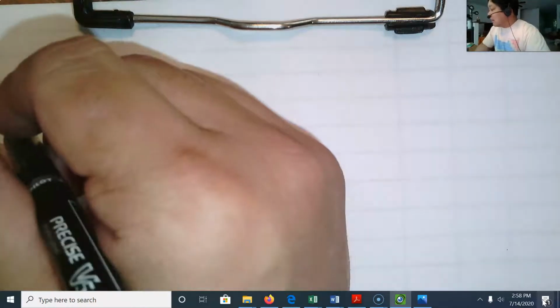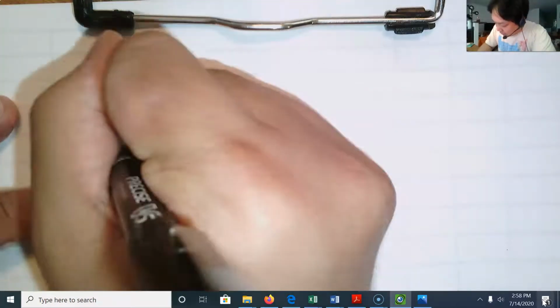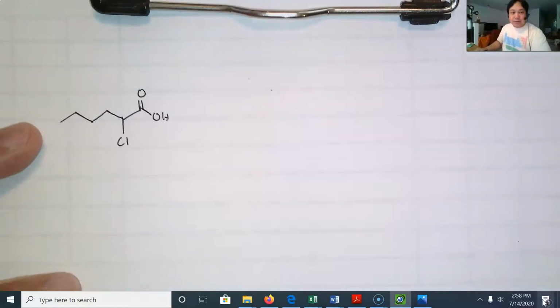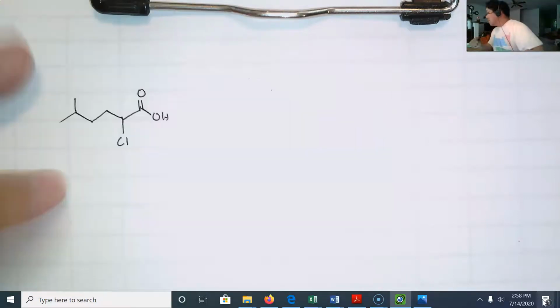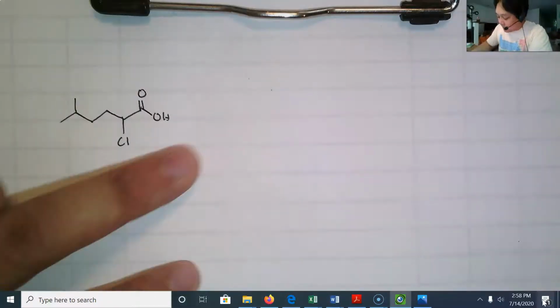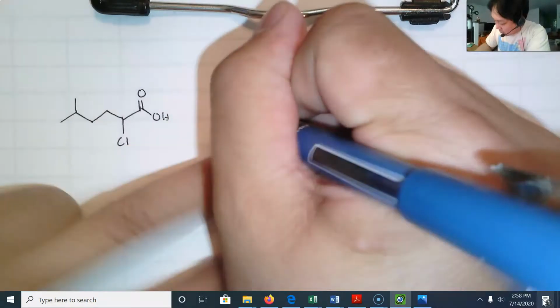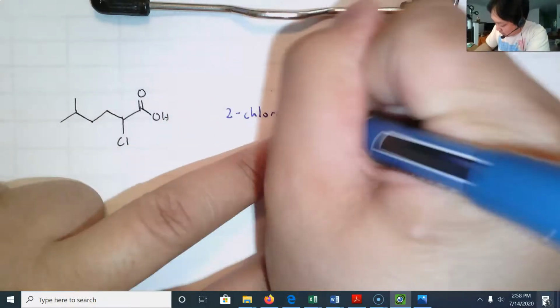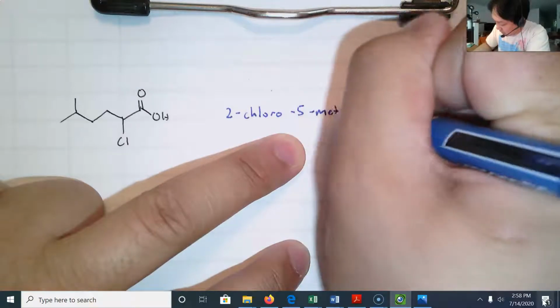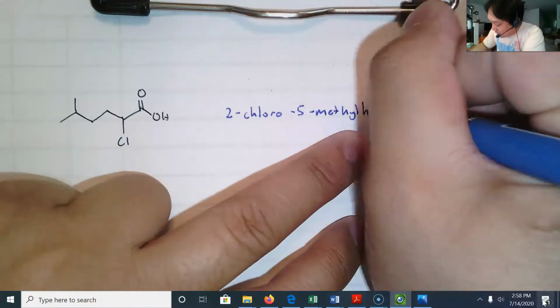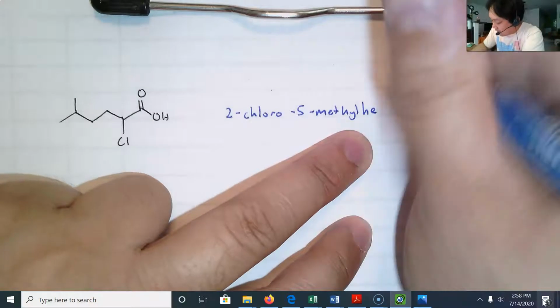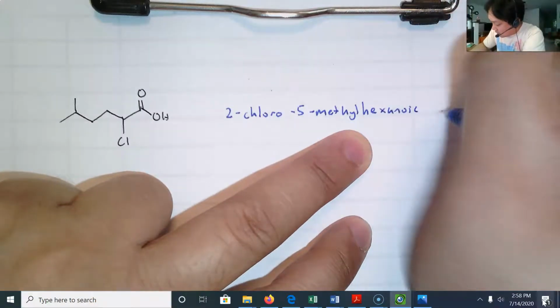And I think, well, this is the second to last thing for nomenclature that I want to talk about. Let me draw you the alpha, beta, gamma, delta. Okay, let me draw you that molecule again. And we had a chloro group at carbon number 2. And we had actually a methyl group on carbon number 1, 2, 3, 4, 5. Therefore, the name for this molecule was 2-chloro-5-methylhexanoic acid.